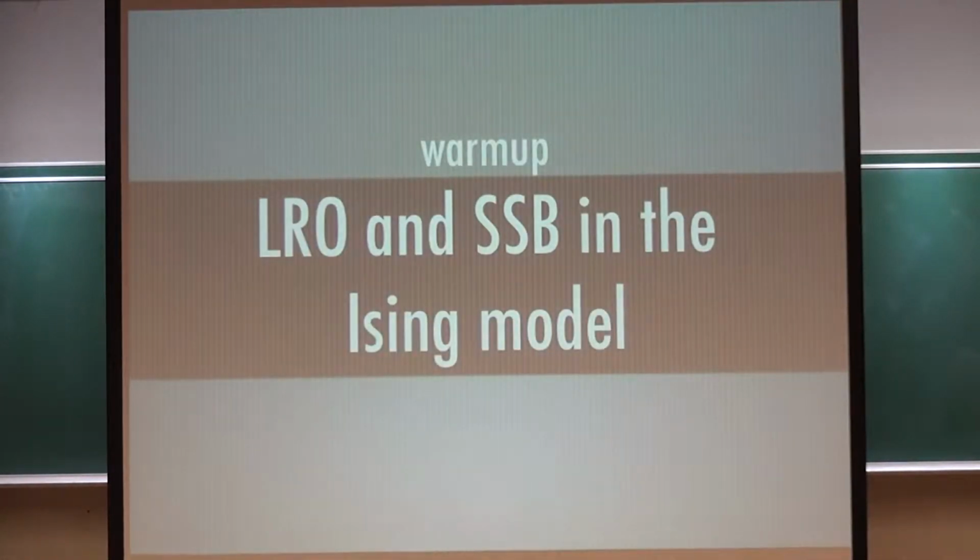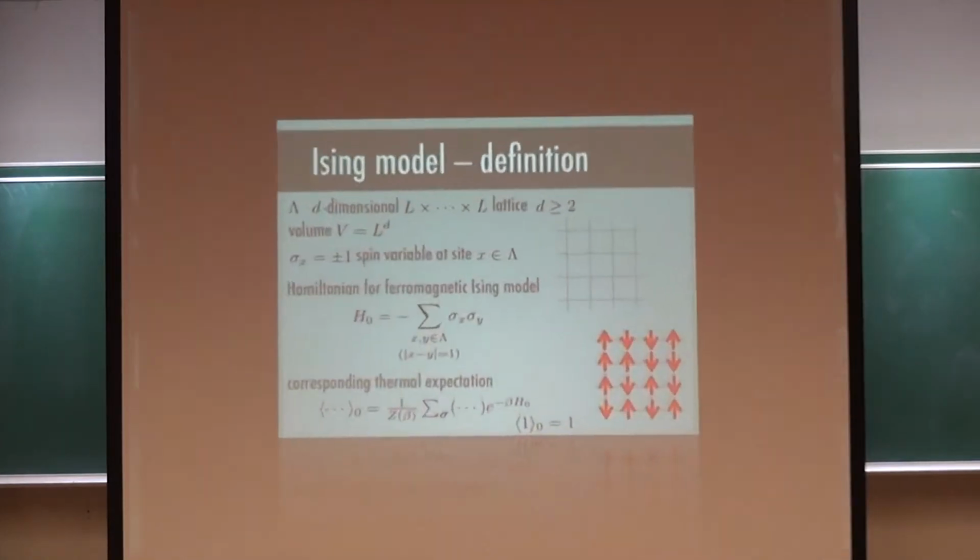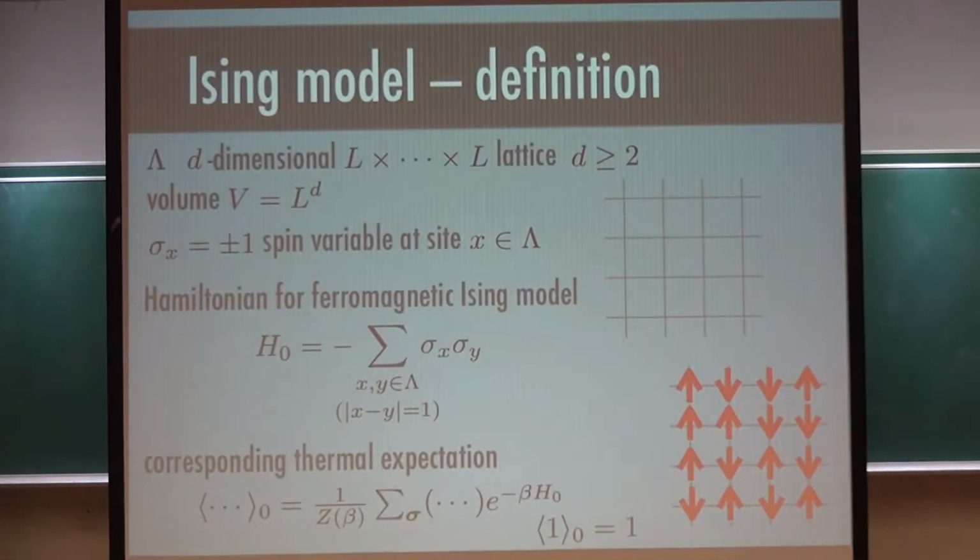Before going into quantum systems, I'd like to start with a warm-up about something everybody knows: classical Ising. Throughout the talk, Lambda denotes the d-dimensional hypercubic lattice with size L, and I denote by V the number of sites, L to the d. And d is always greater than or equal to 2. Now I define the Ising model.